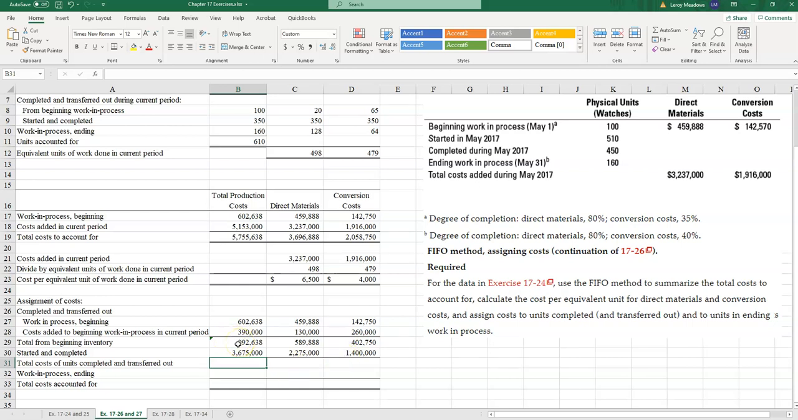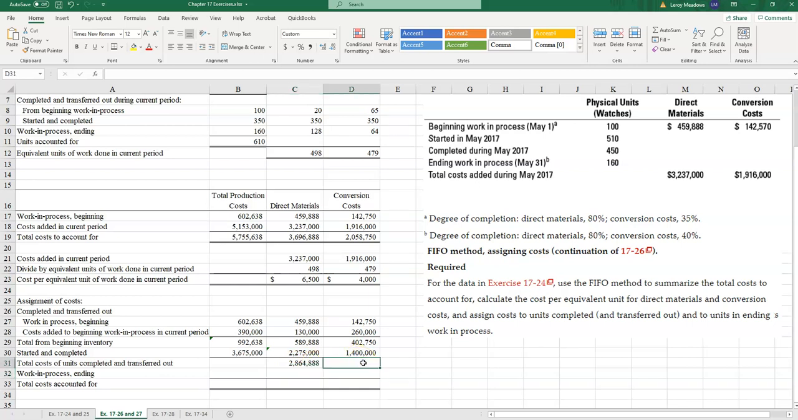So what was the total cost of units completed and transferred out? Total cost of beginning inventory plus the cost of units started and completed this period. For direct materials, I take my total from beginning inventory, the amount I incurred before and the amount I added this period, which is $589,888. And I'm going to add to that the costs associated with direct materials for the units started and completed. And when I do that, I get direct material costs total of $2,864,888.